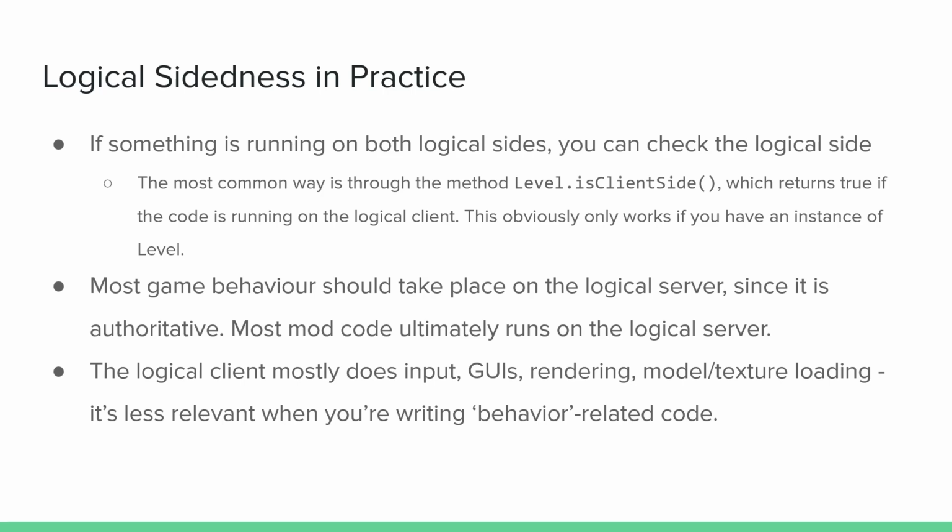So in practice, for logical sidedness, if something's running on both, you can just check the logical side. That's through level.isClientSide usually. Most game behavior actually takes place on the logical server, like I said, because it's authoritative. It's what actually decides what happens. And the logical client will basically only do input, GUI, and rendering, so you shouldn't have to worry about that otherwise.